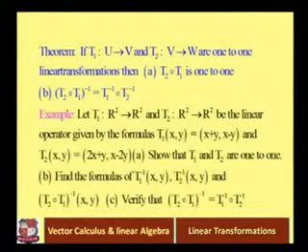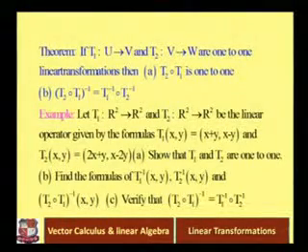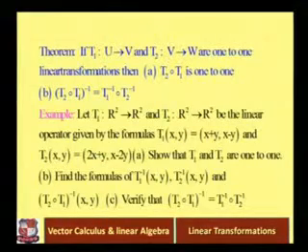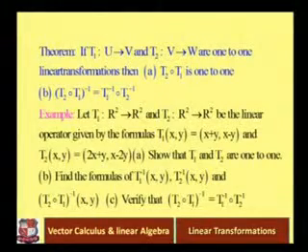Now next theorem: if T1, the first transformation from U to V, and the second transformation T2 from V to W are two 1-1 linear transformations, then the composition of T2 with T1 is 1-1. Okay, and the inverse of the composition of T2 with T1 is equal to the composition of the inverse of T1 with the inverse of T2, right. So this theorem is very important. Let's see another example.